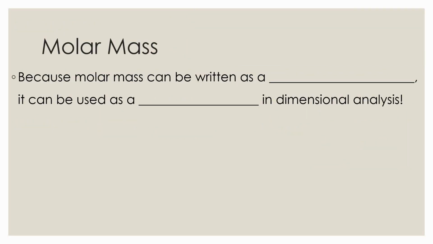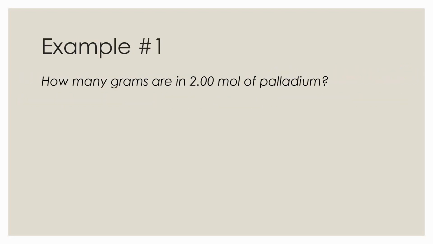So because molar mass can literally be written as 1 mole equals this number of grams, that means it can be written as a statement of equality. And if it can be written as a statement of equality, it can be used as a conversion factor. So we can use molar mass in our dimensional analysis as well. So number 1 says how many grams are in 2.00 moles of palladium? The atomic symbol for palladium is Pd.